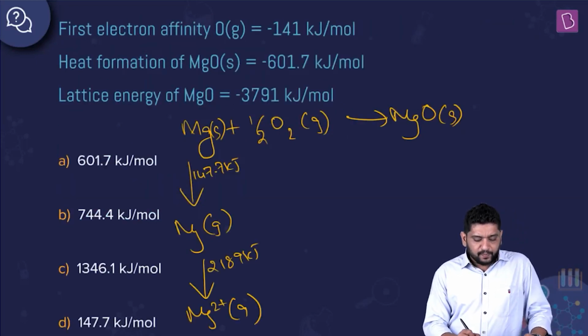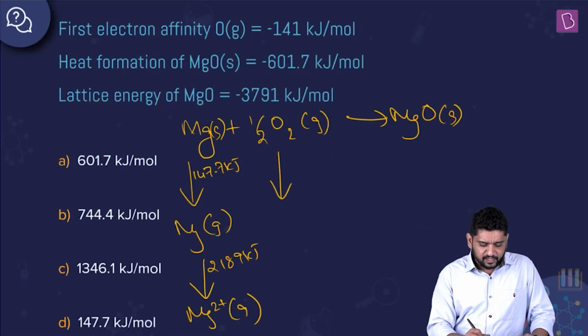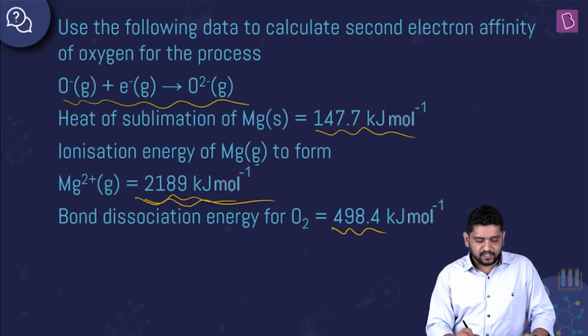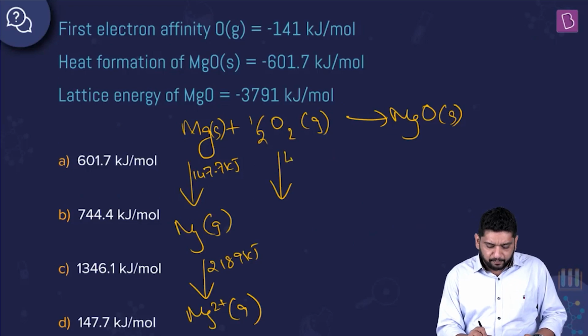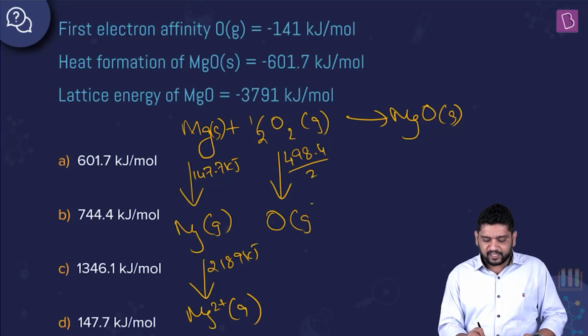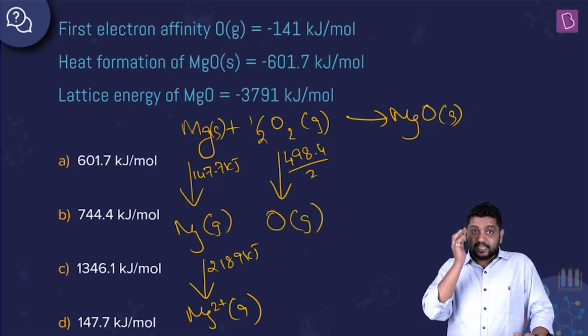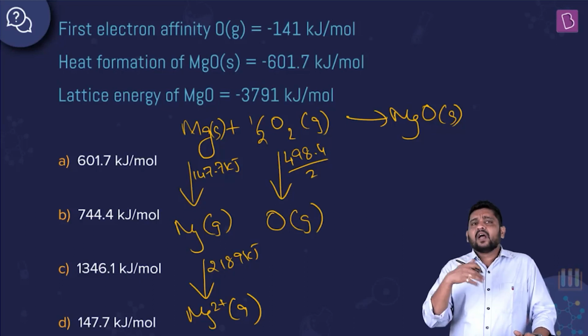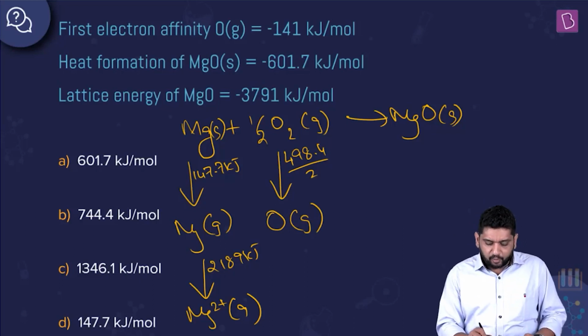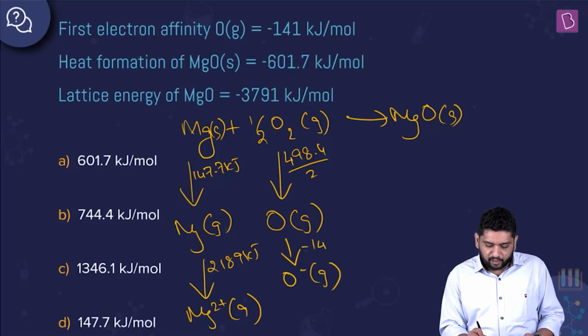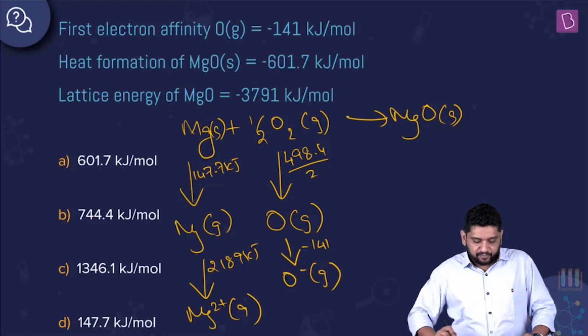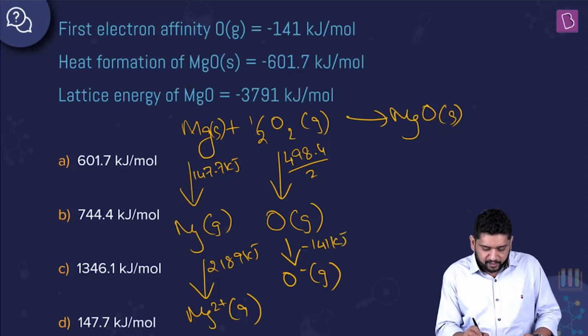2189 kilojoule per mole. Now, when I'm looking at bond dissociation, as far as oxygen is concerned, the bond dissociation energy is 498.4 kilojoule per mole, but we only have half a mole. So half of 498.4, divided by 2, will convert this into half a mole of oxygen atoms. For 1 mole we need 498.4, for half a mole we only need half of that. Now, after this, first it converts into O minus in gas, for which we know minus 141 kilojoule. First electron gain enthalpy is what we are speaking about here.